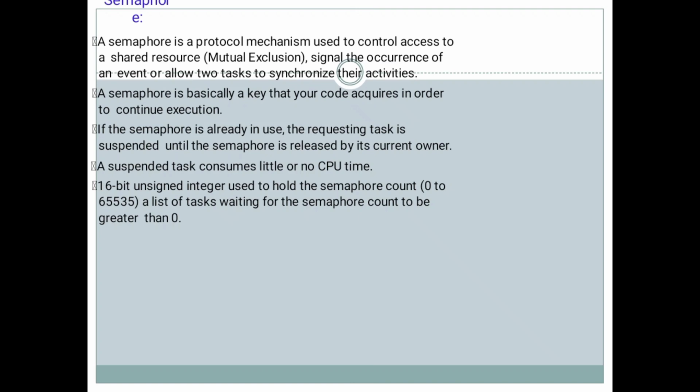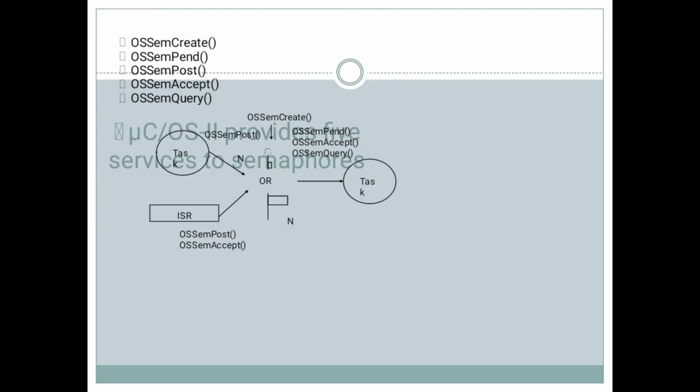If the semaphore is already in use, the requesting task is suspended until the semaphore is released by its current owner. A suspended task consumes little or no CPU time. A 16-bit unsigned integer is used to hold the semaphore count, along with a list of tasks waiting for the semaphore count to be greater than 0. Again, this graph represents the semaphore create, pend, post, accept and query.